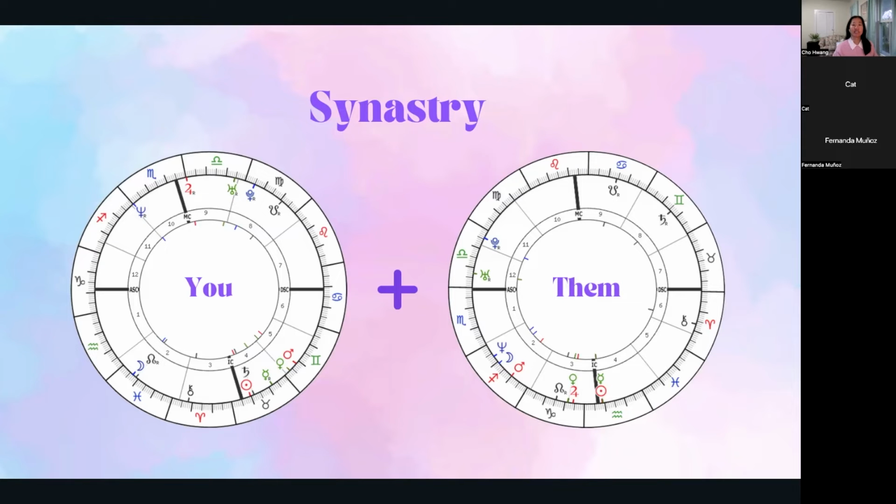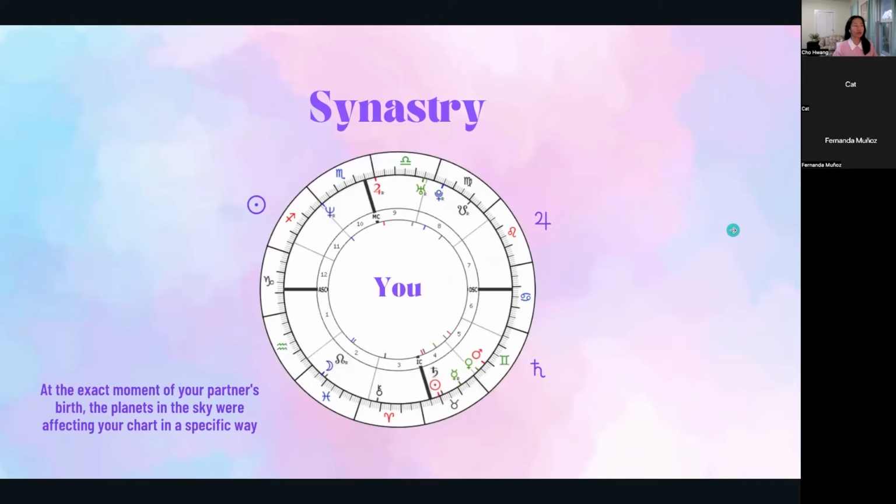Now, diving a little bit deeper into the tenets of synastry, what synastry posits is that at the exact moment of your partner's birth, at the exact moment that your boyfriend was born, or your mom or your sibling, the planets in the sky were affecting your specific chart in a very specific way. So when they were born, the energies of that time were affecting your chart in unique ways.